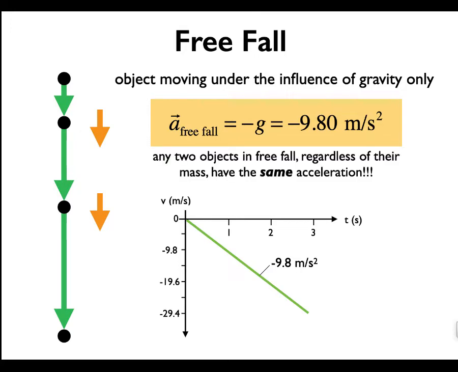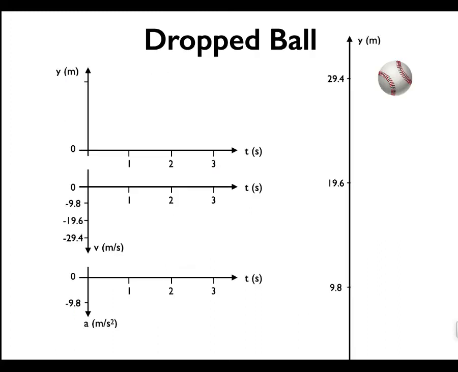So any two objects in free fall, regardless of their mass, and this is a very important point, have the same acceleration, okay? So if you have a dropped ball, let me just show you what the different graphs look like, okay? So if you drop a ball, this is what it looks like. It's falling, right? That's its position in y with respect to time. This is its velocity. This is its acceleration. You'll see it's negative 9.8 because we've kept all the directions the same.